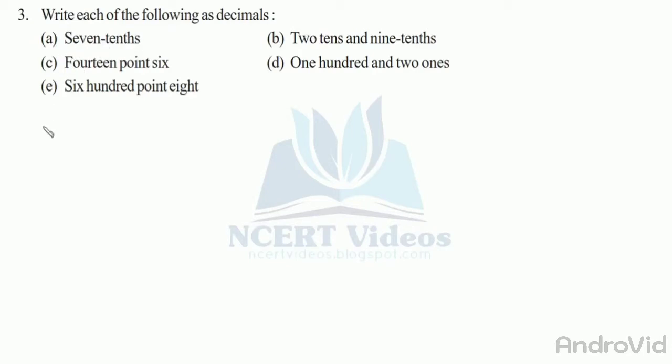Now we have 7 tenths. We have to write the following as decimals. 7 tenths is 7 over 10. So 0.7. Second is 2 tens. That is 20. And we have to add it with 9 tenths. That makes 20.9 because we have 9 tenths.